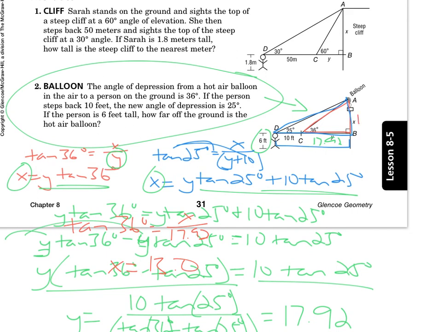So x is 13, right, feet. But I want to know how far off the ground it is. Now remember that this person is 6 feet tall, so I need to add a 6 to that, and I get the whole answer is 19 feet. Like I said, tough problem.